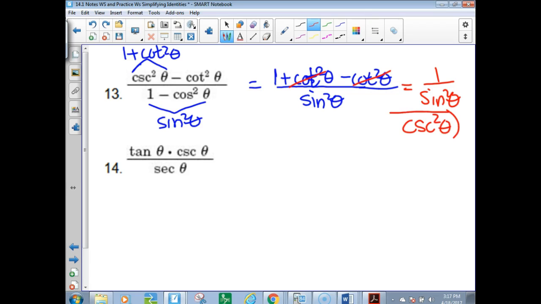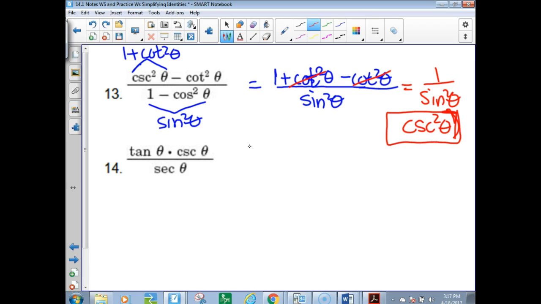Now, I don't care if you write it in memory as cosecant squared theta. Well, we're looking a little bit messier on number 14. I can't cancel these out. I don't see any squared things. Since nothing here is squared, I'm not going to be using the Pythagoreans. So we've got to go to sines and cosines.